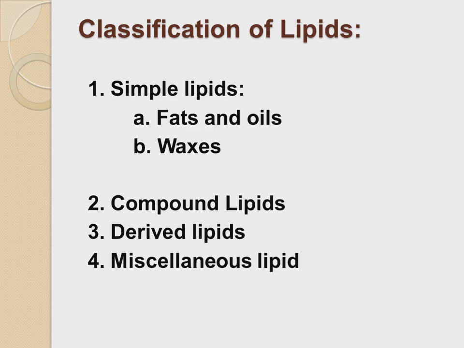Now, classification of lipids. تصنيف الدهون. First of all, simple lipids. Second, compound lipid. Third, derived lipid. Fourth, miscellaneous lipid. Simple lipids include fats and oil والwaxes.